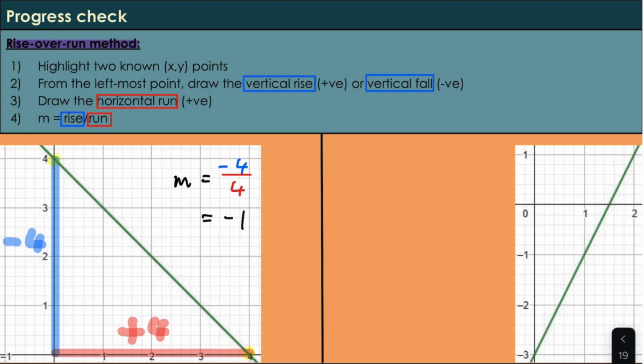Our last example, we label 2 known points. The vertical rise. In this case, we do have a vertical rise. We go up 2 blocks. So that is +2. And we have a run across. How many blocks across? +1. Now we put those into our rise over run formula. +2. The run across was +1, and 2 divided by 1 is 2. We have our slope. Good luck, guys.